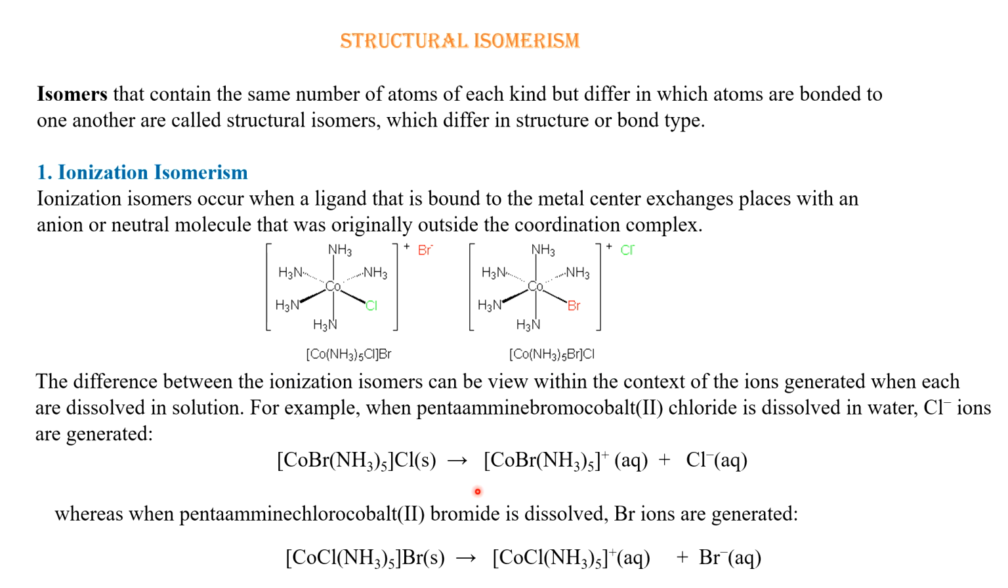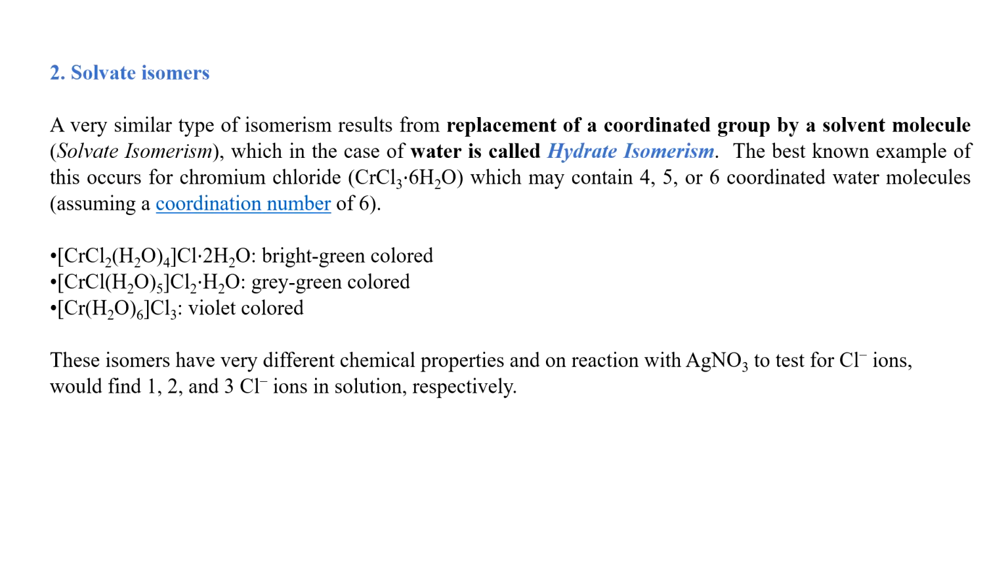So it is given here. You can see when this complex is dissolved, we get chloride, and here we get bromide. Right? Okay, so let us move to the next type of isomerism, which is called solvate isomerism.